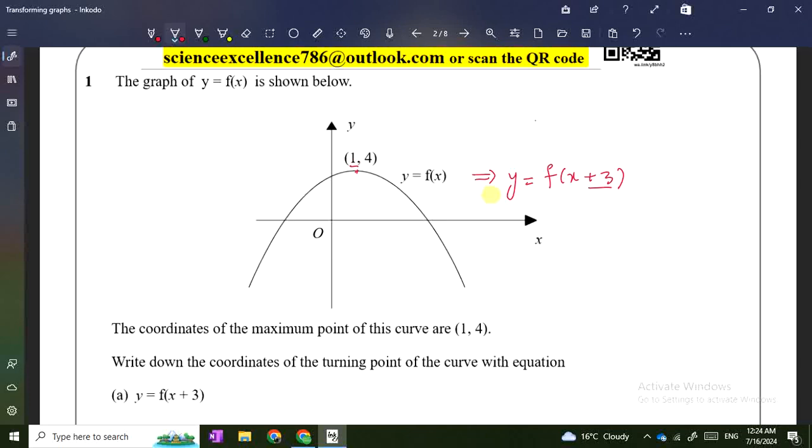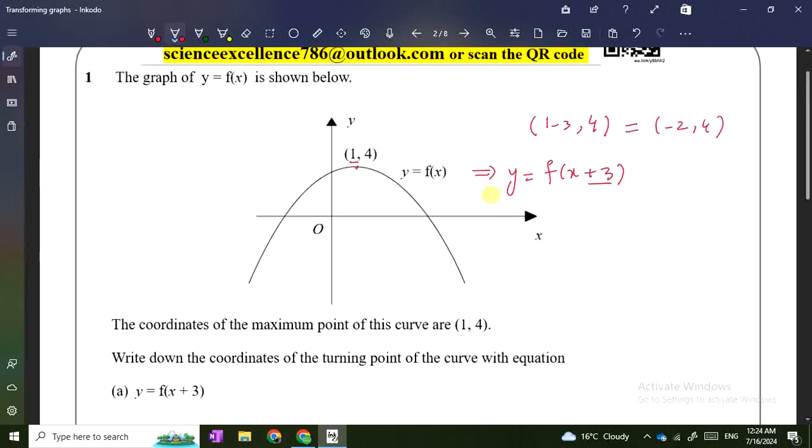So the turning point of the new function will be 1 take away 3, and the y coordinate as it is. If you take away 3 from 1, we will have minus 2 and 4. So the coordinates of the turning point of this new function will be (-2, 4).